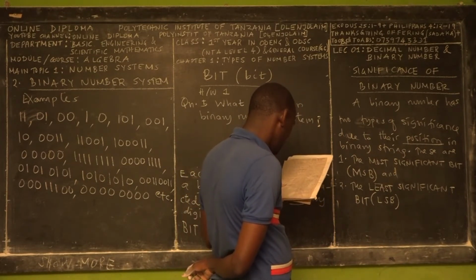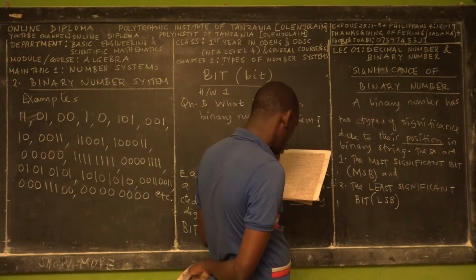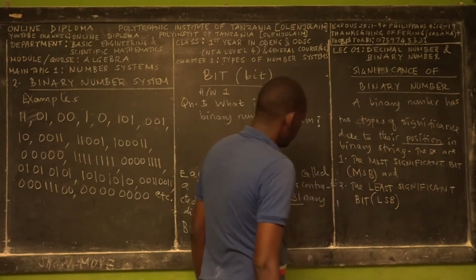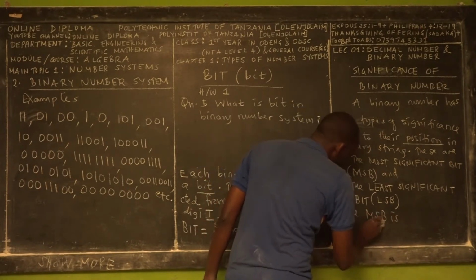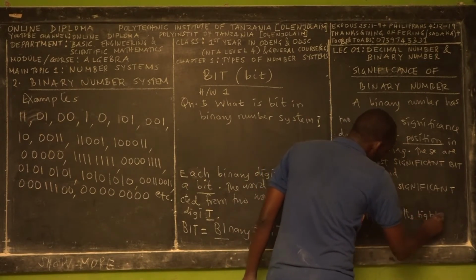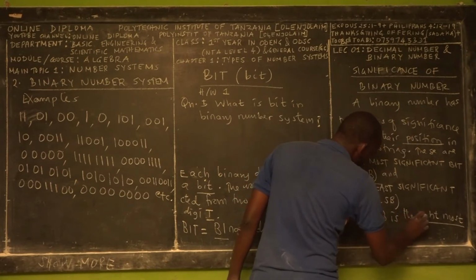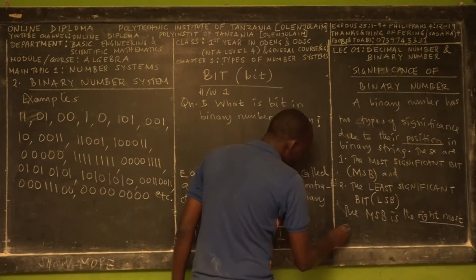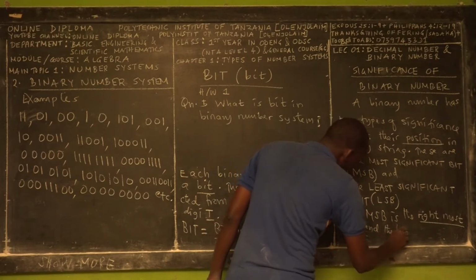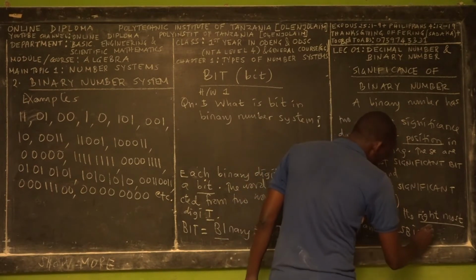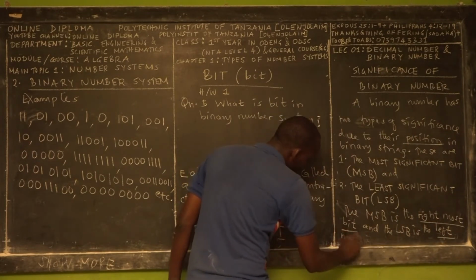So the most significant bit is the leftmost bit, and the least significant bit is the rightmost bit.